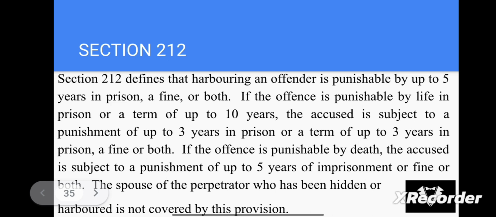Section 212. Section 212 provides that harboring an offender is punishable by up to 5 years of imprisonment or fine or both. If the offence is punishable by life imprisonment or a term of up to 10 years, the accused is subject to imprisonment of up to 3 years, a fine, or both. If the offense is punishable by death, the accused is subject to a punishment of up to 5 years of imprisonment or fine, or both. The spouse of the perpetrator who has been hidden or harbored is not covered by this provision.